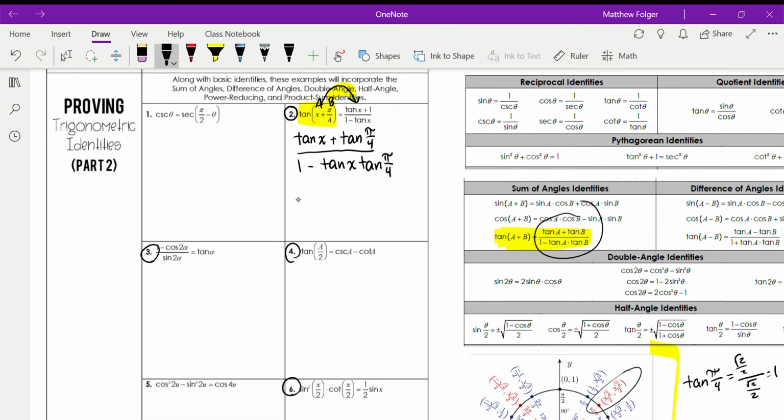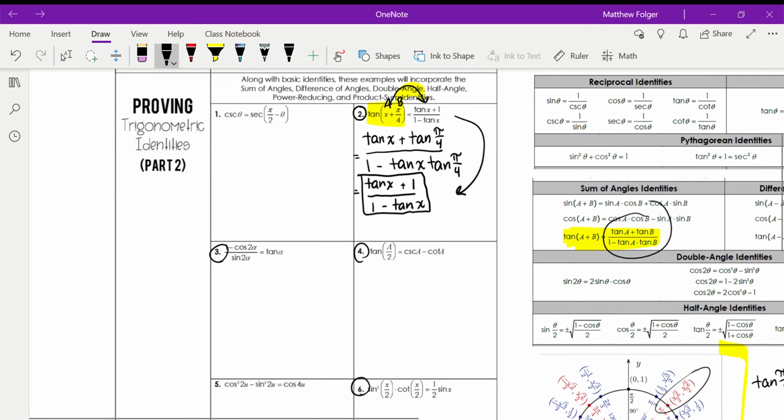So the next step, I'm going to write tan x plus 1, because tan of pi over 4 we just found out was 1. And then 1 minus tan x times 1, which again, we don't have to write times 1 because that's just tan x. And I hope you recognize at this point, we have already proven the identity. So that first one was pretty straightforward. It's basically just plugging into the formula and recognizing that tan of pi over 4 is just the number 1. All right, let's move on to number 3 now.